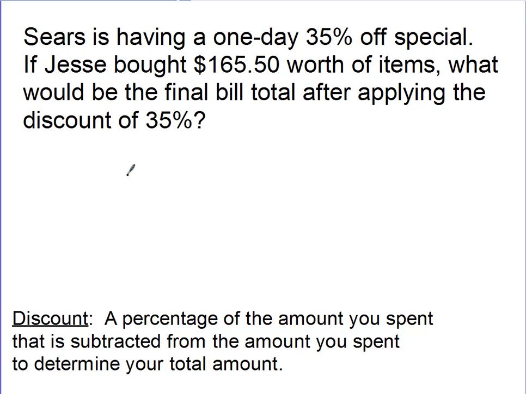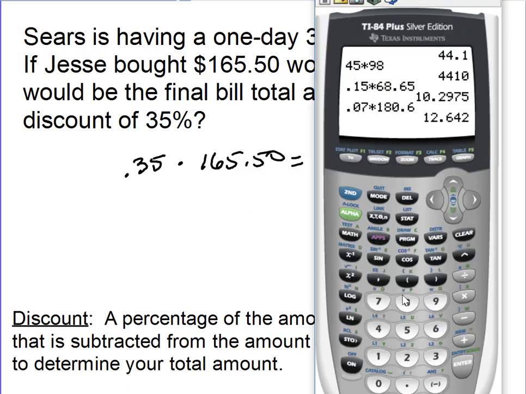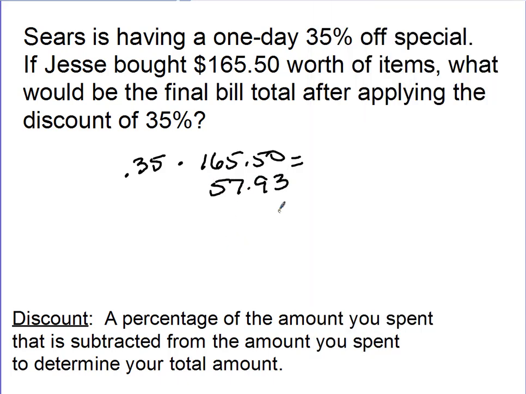You start off with 35%, which is 0.35. We're going to multiply that by the amount of our bill, $165.50. Now we get our calculator out. 0.35 times 165.5. So the amount that we're going to save when we translate this into money, dollars and cents, we're going to save $57.93. But instead of adding these two now, because it's a discount, we're going to subtract these two.